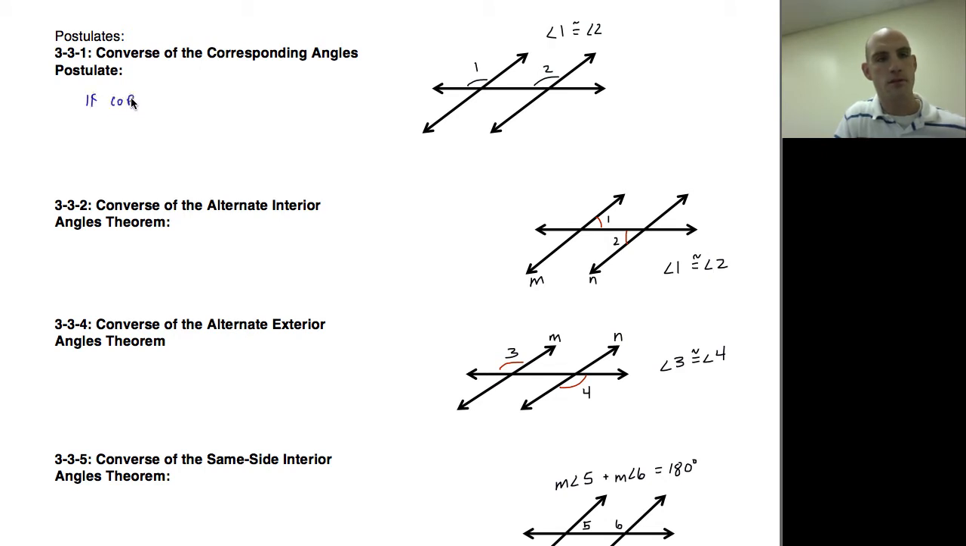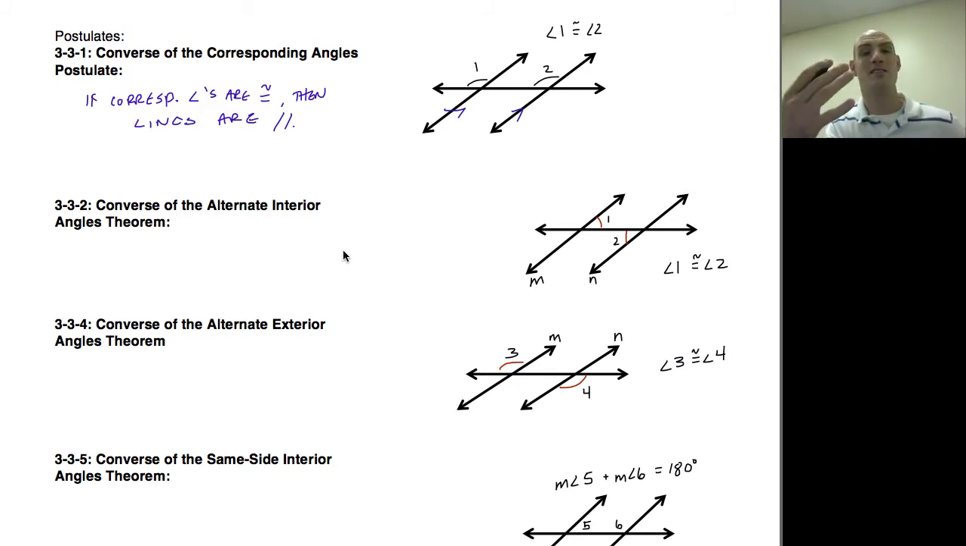If corresponding angles are congruent, then lines are parallel. Which lines? Well, the lines that are not the transversal. We have to be able to recognize these relationships in order to know which lines would be parallel if they are congruent. And so these two lines now, we can say that they're parallel.